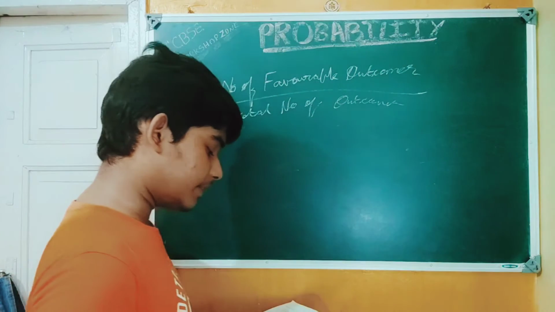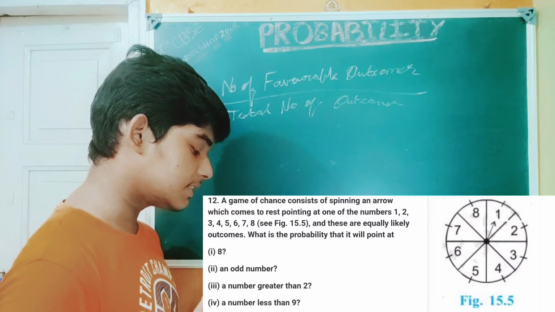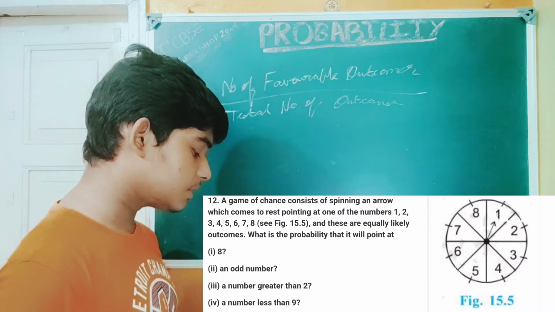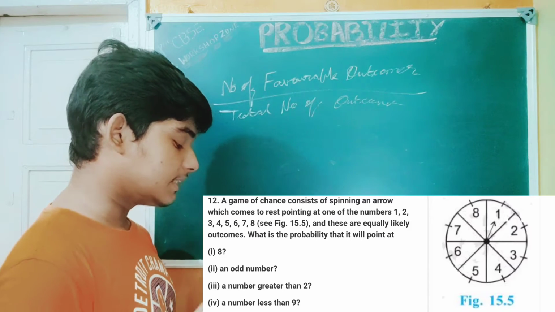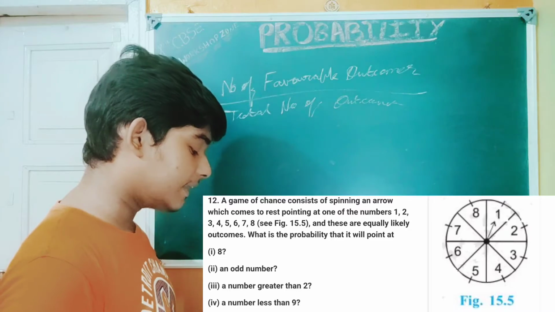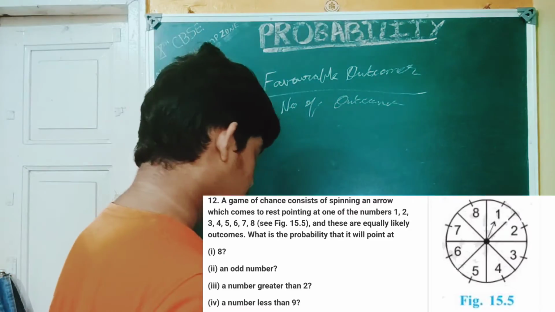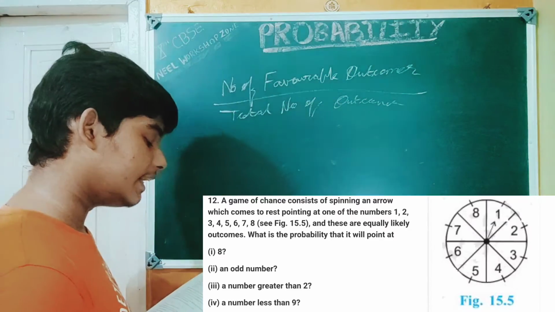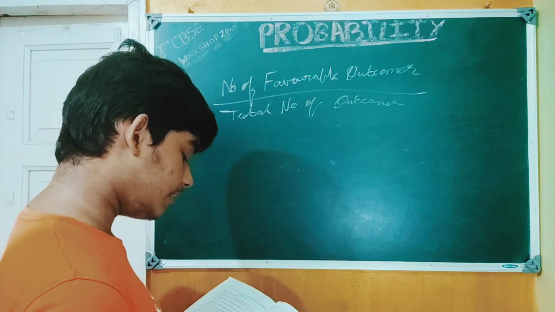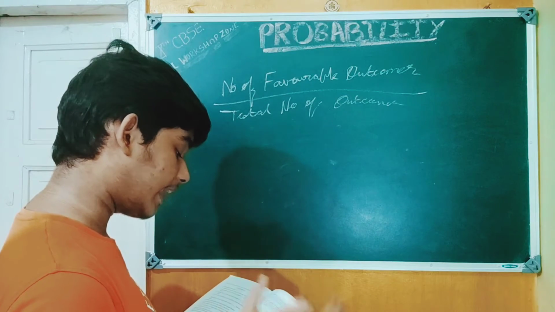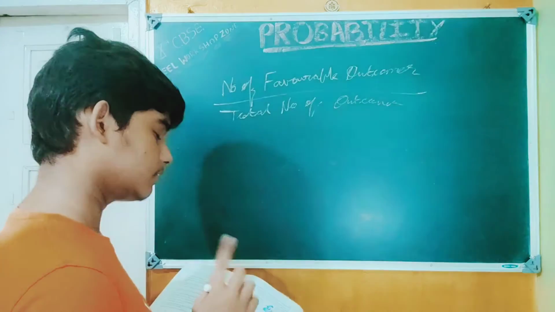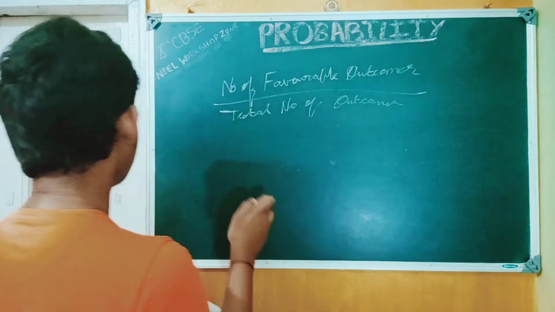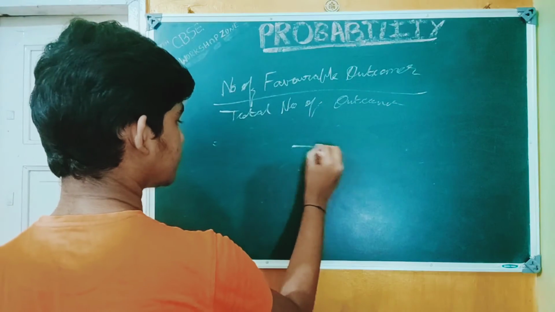The next sum is: a game of chance consists of spinning an arrow which comes to rest pointing at one of the numbers 1, 2, 3, 4, 5, 6, 7, 8. See Fig 15.5. These are equally likely outcomes. What is the probability that it will land on 8? So again we have a chance here where there are 8 total outcomes. It's asking the probability that it will point at 8, at least that's the first question. So again we have 8 total outcomes and 1 favorable outcome.